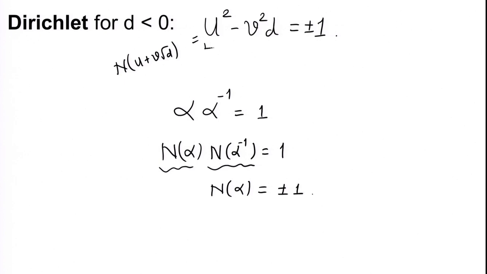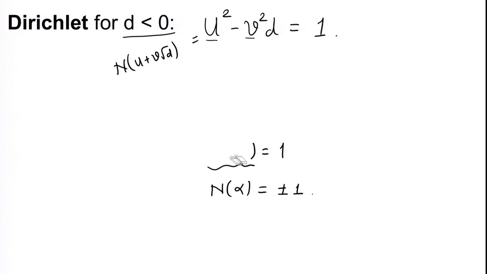So, therefore, this u square minus v square d can be plus or minus 1, but if your d is negative, which is what we have assumed, then u square plus v square into minus d are all positive numbers and their sum cannot be negative. So, what we then get is that this is only going to be plus 1, and so we have to only solve the equation u square minus v square d equal to plus 1, where d is a negative number.